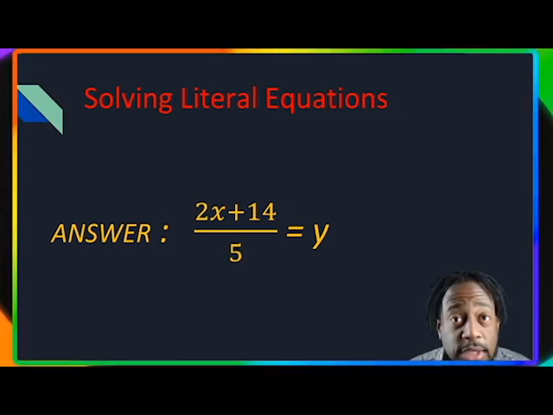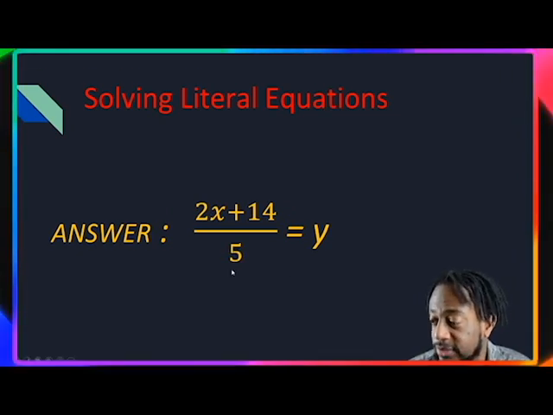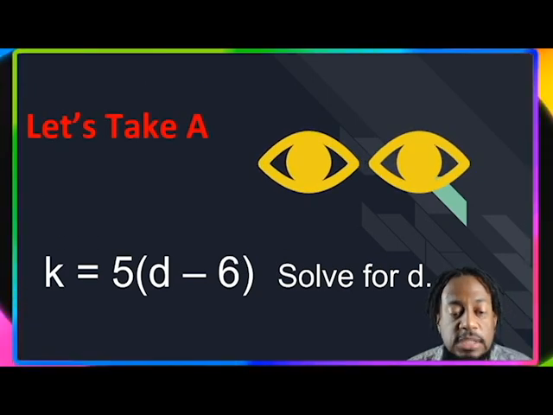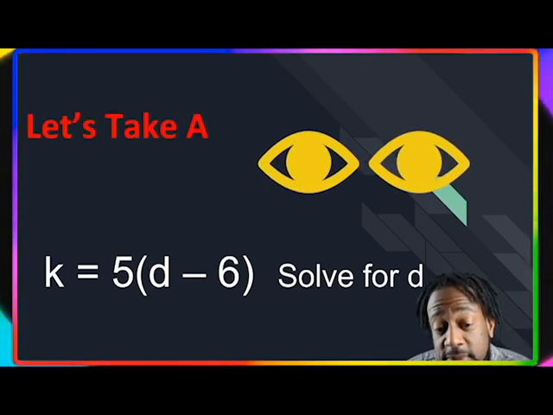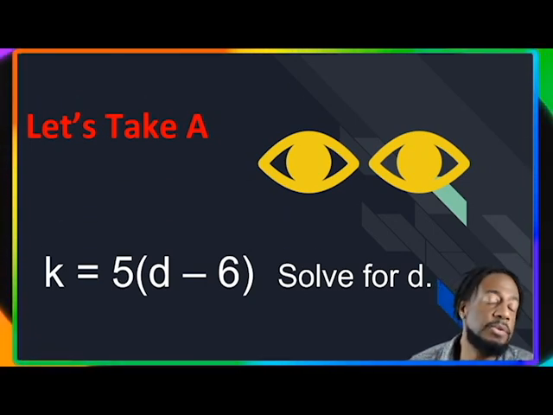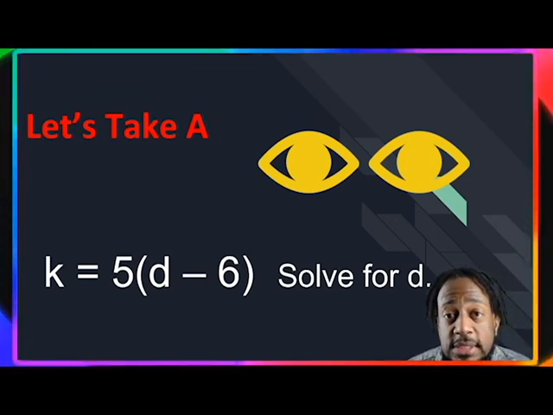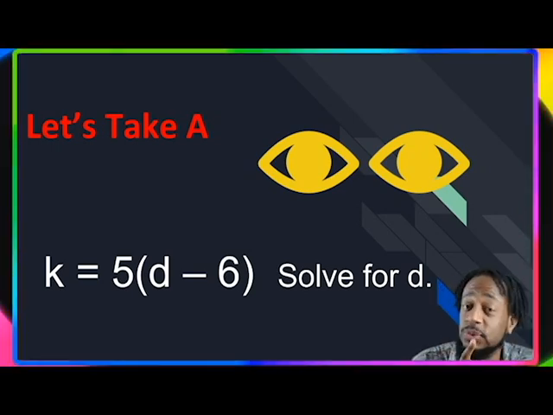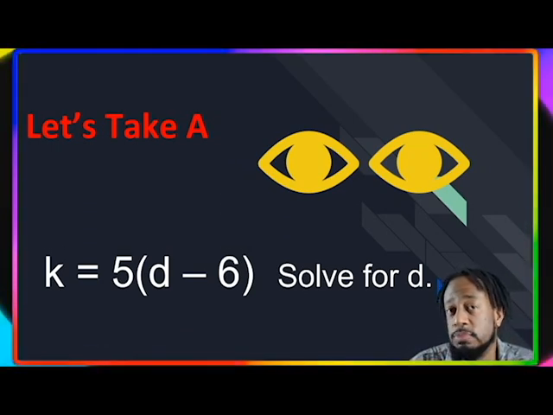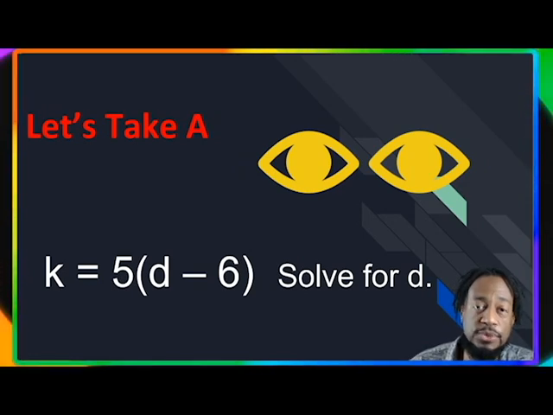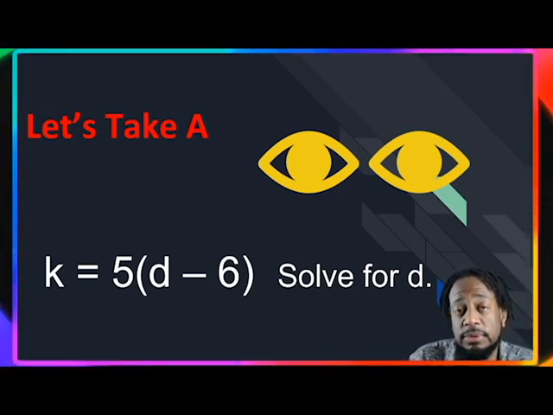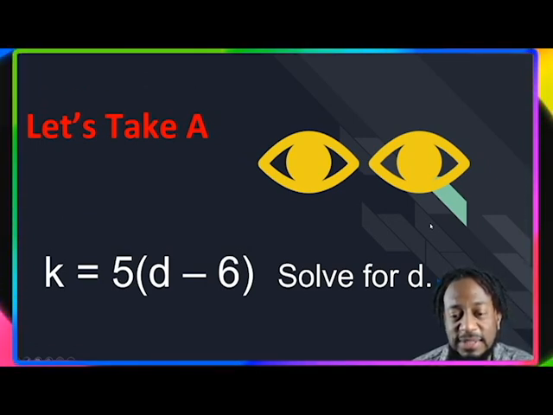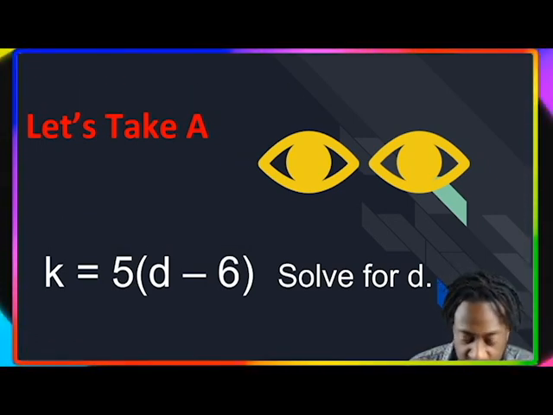Now, let's go to another one. All right? Take a look at this one. K is equal to 5 times D minus 6. Now, there's 2 ways you can do this. I'm giving you a bonus today. We're going to solve it both ways. And then you figure out which one is good for you. It's fine with me. So, let's go.